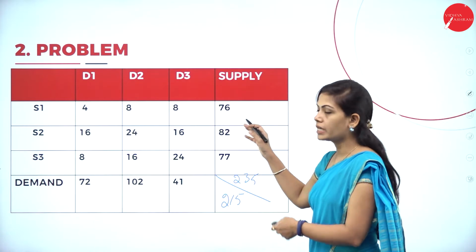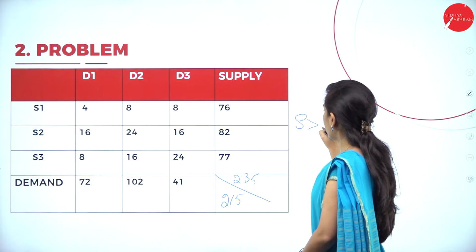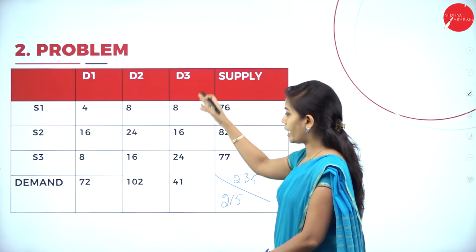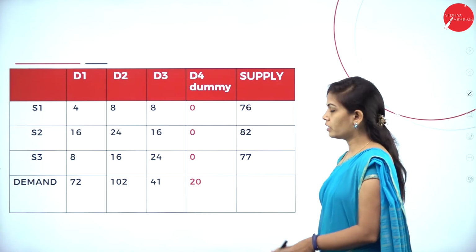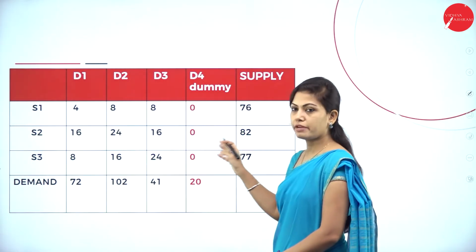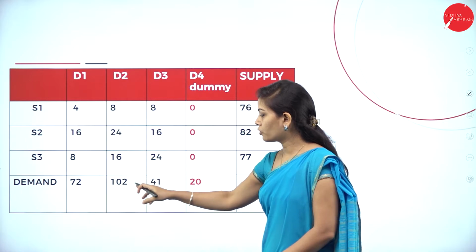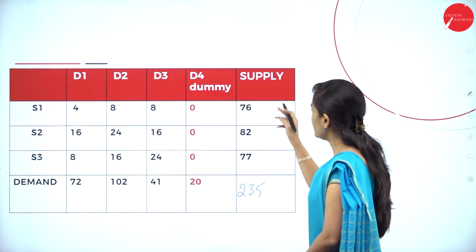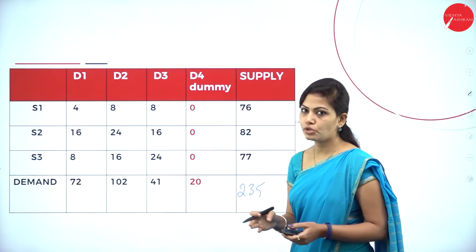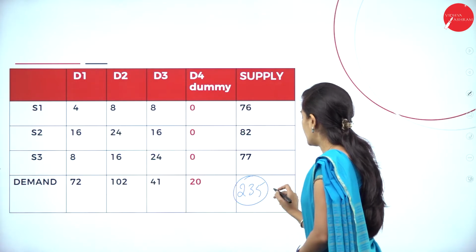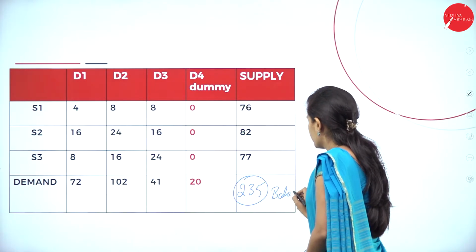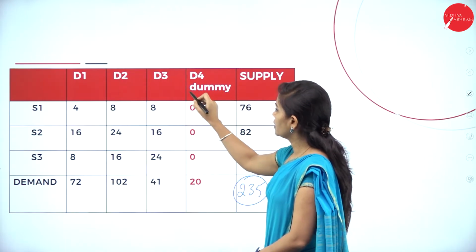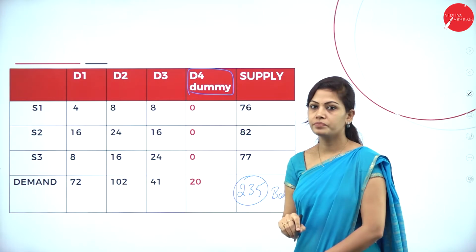It is an unbalanced problem because the supply value is greater than the demand value. Supply value greater than demand value means we have to add one dummy column. Now you can cross verify the supply value and demand value. 72, 102, 41 and 20 is 235. And 76, 82, 77 is also 235. Now it is a balanced problem. Balanced means I can proceed further. So here the dummy column is D4.